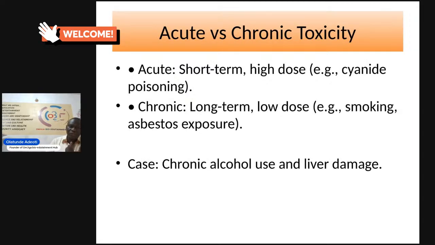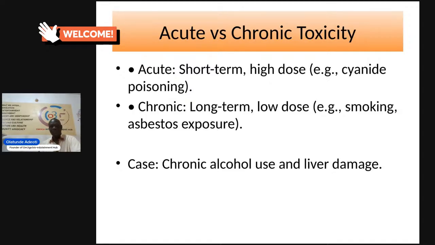Then acute versus chronic toxicity. Acute means short term, high dose, for example cyanide poisoning. Chronic is a long term exposure. When you talk of acute, that means the effect is going to be instant. It's going to be felt within a very short period of time. You will see the effect, just like the case of the Indian exposure.